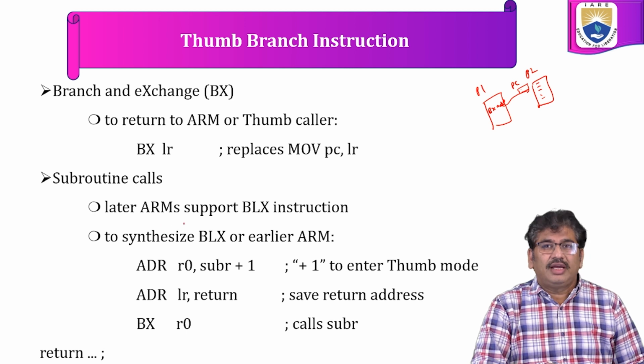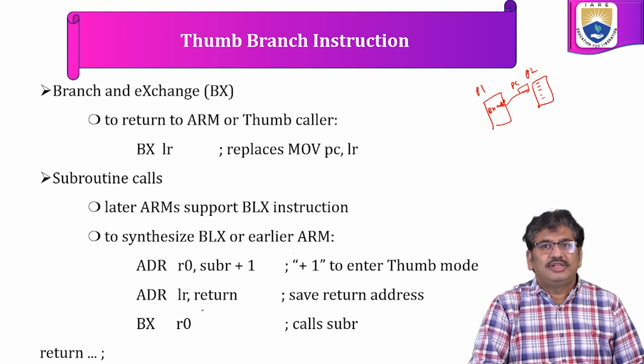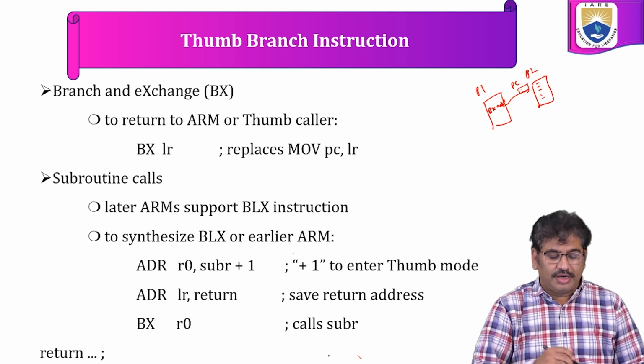Subroutine calls. Later ARM supports the BLX instruction. To synthesize the BLX instruction on earlier ARM: ADD R0, PC, subroutine address plus 1. Plus 1 is to enter into Thumb mode. ADD LR, PC, return. This is for the return address to be saved in link register LR. Next BX R0. This is for calling a subroutine and return.